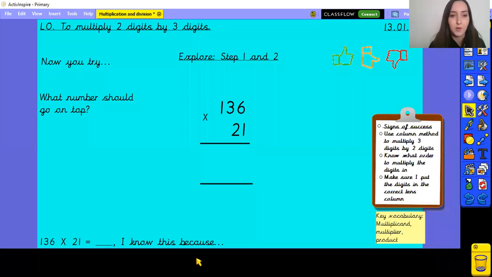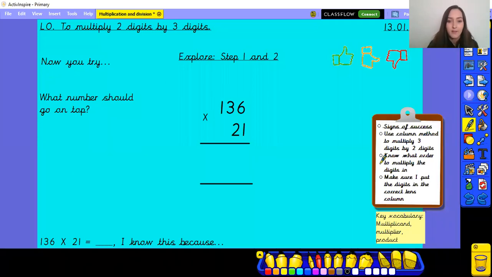Okay, so now that I've modelled how to multiply 2 digits by 3 digits, I'd like you to have a go at this one in your books. And remember that the largest number should go on top of the multiplication and the smaller number at the bottom. So pause the video and have a go at this calculation in your maths book.